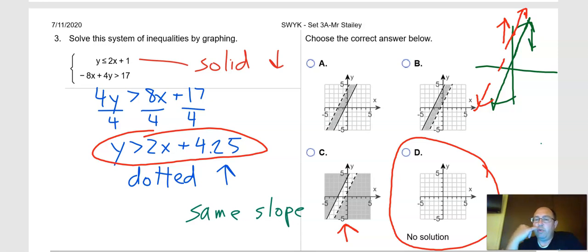When would you end up with letter A? You would end up with letter A if the signs were reversed. If they were flipped around the other way, and you were shading below the dotted line and above the solid line, then you would have ended up with answer A. So that was a possibility, but they ended up going in opposite directions.